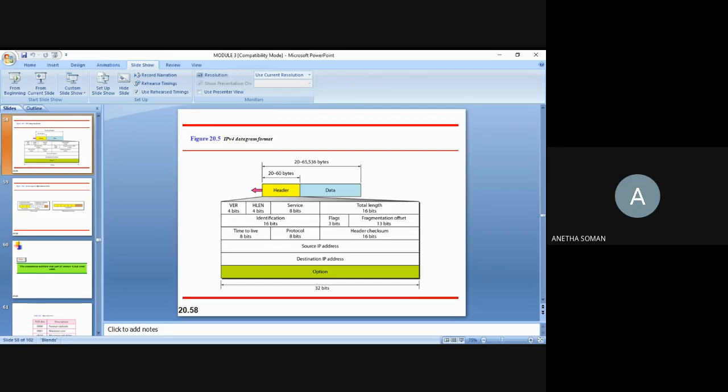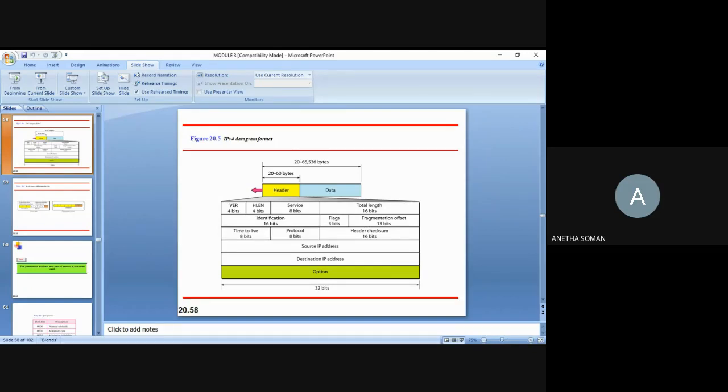In the header, you can have variable fields: version, header length, type of service, and the total length of the datagram. For fragmentation purposes, you will have an identification field, a flag field, as well as the offset field. And the main things are the time to live field, the protocol field, and the checksum field. Other than that, you will have the source address as well as the destination address. Okay, so this is regarding IPv4.